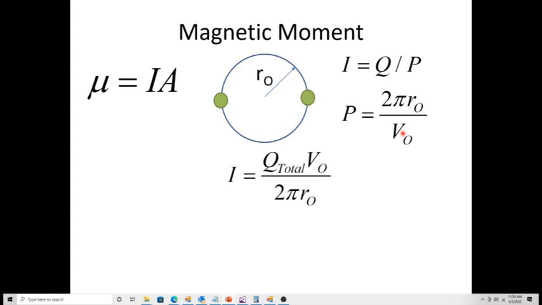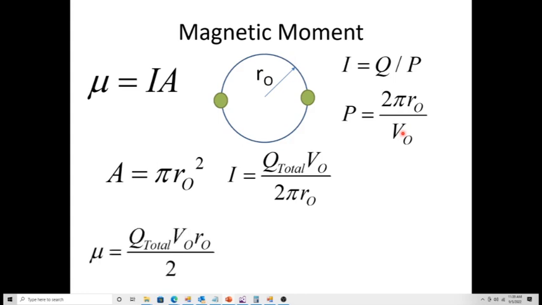Okay, we put that together to get the current I, and then the area of the loop is pi RO squared. Putting that together, lo and behold, because the total charge of all these systems is the same, the magnetic moment is proportional to the diameter, the size of the particle. So if the muon is larger than the electron, then it should have a larger magnetic moment. If I am correct that the muon is smaller than the electron, then its magnetic moment must be smaller.